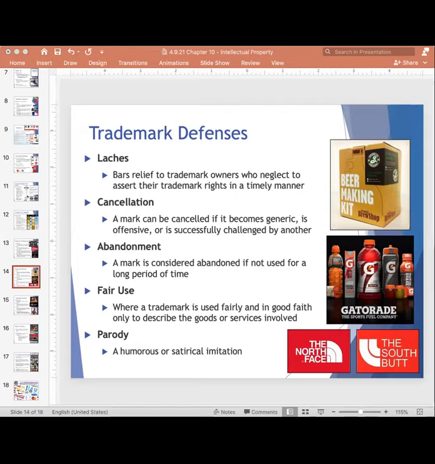I love the example on the screen, the North Face versus the South Butt. It cracks me up. This college student, Jimmy Winkelmann, created South Butt intentionally out of parodic respect, is what they said, for the North Face. So this would be an example of someone trying to make a mark that is a parody. Some marks have been able to successfully use this defense. This one, we're not actually sure what happened because the case settled out of court, but I thought it was a funny example of a parody.